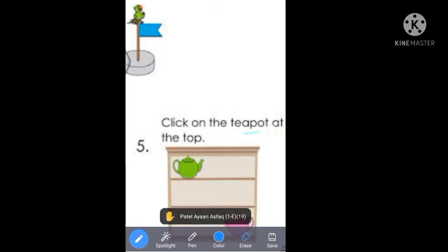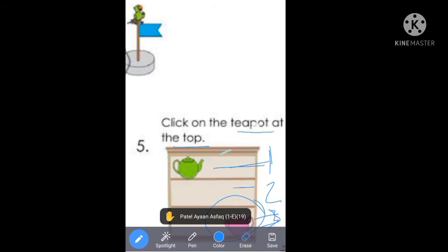The last one is tick the teapot at the top. What do you have to do? Teapot. Can you see a teapot at the top? Here the green teapot and the pink teapot. We have two teapots, and this one is a cupboard. The cupboard has one shelf, two shelves, and three shelves. And we can clearly see that this green pot is put at the top of the shelf, and this one is put at the bottom of the shelf.